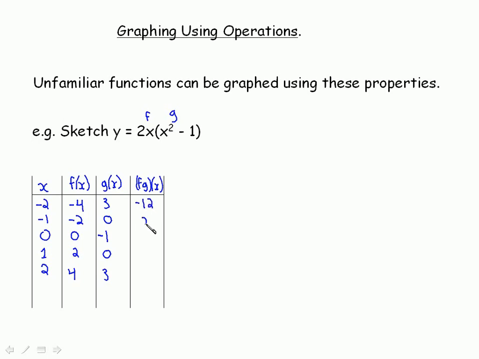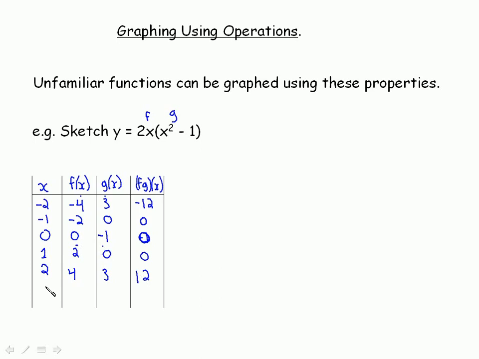-2 times 0, 0. 0 times -1 is -1. So all I'm doing is multiplying the ordinates, the two y coordinates for f and g. And by the way, 0 times -1 is actually equal to 0. 2 times 0 is 0, so this times this. 4 times 3 is 12. And you're probably getting a little concerned, all those zeros for the y coordinates.